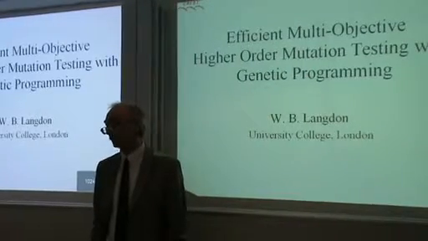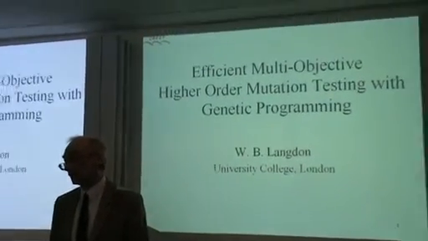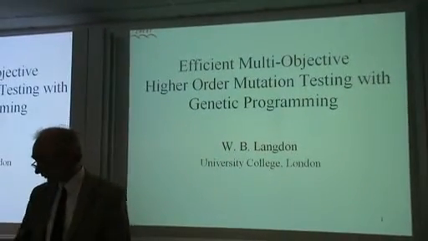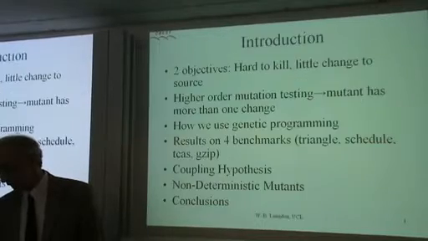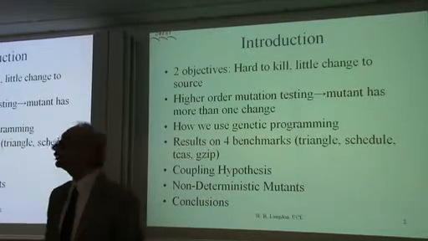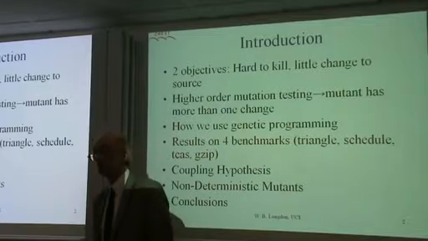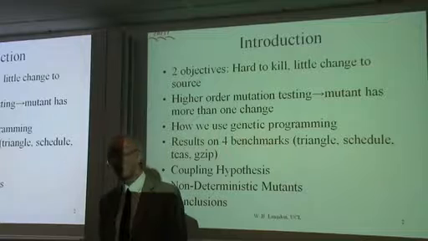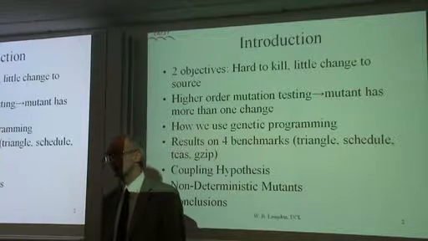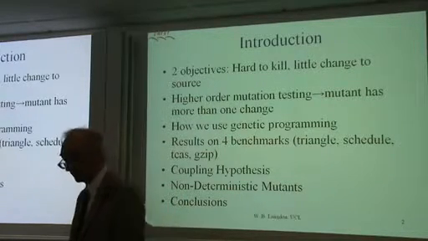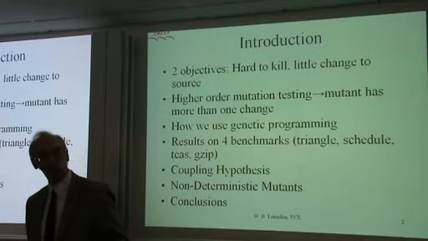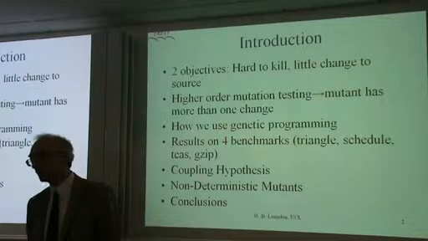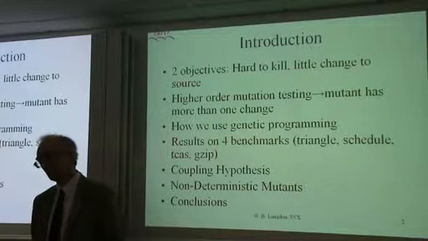...is higher order mutation. My interest is genetic programming, but the talk actually covers a number of techniques. So what we're looking for is higher order mutants which are hard to kill, but also don't change the source code overly much. When you go to higher order mutation, there's a possibility of making larger changes to the source code, and what we want is relatively small ones.